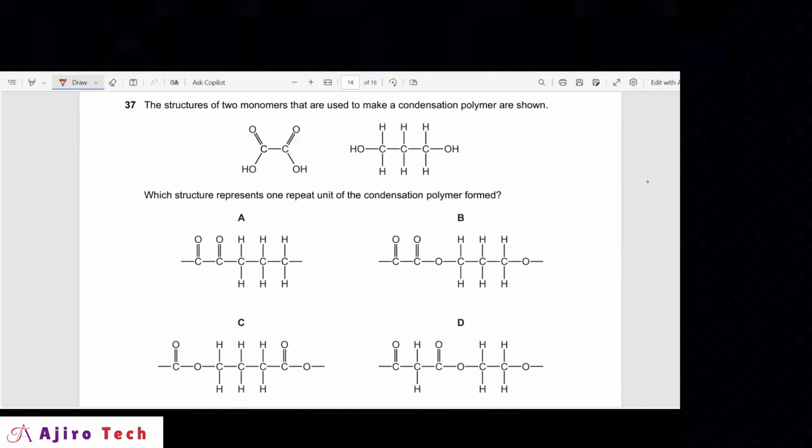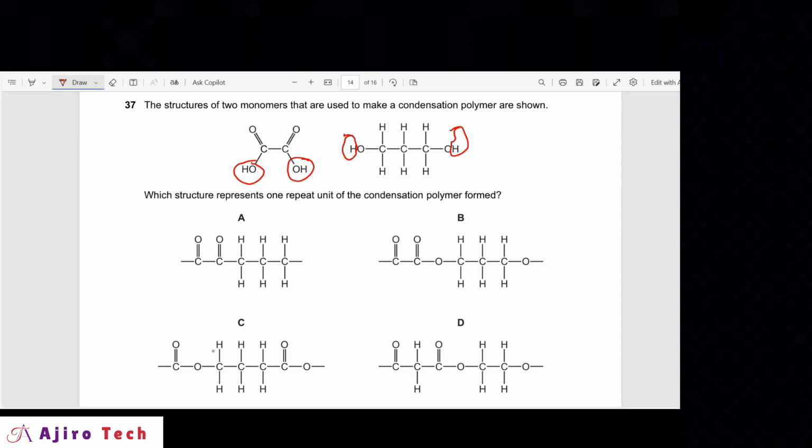37. The structures of 2 monomers that are used to make a condensation polymer. All right. So of course, you know that a dicarboxylic acid and a diol. All right. So the carboxylic group will leave. So this is going to form the water. This is going to form, and then for the alcohol, you are removing just the H, and you're removing just the H. So we're going to picture the structure without these things I've circled. So look at the options that fit in.